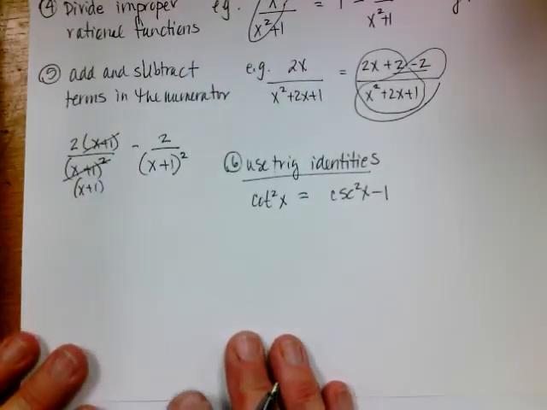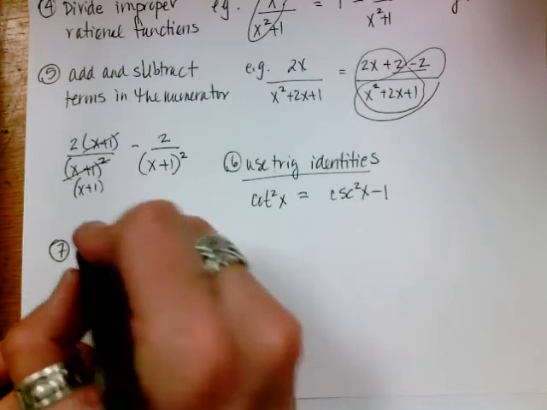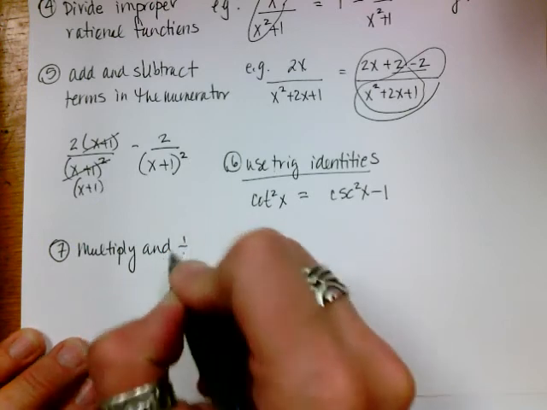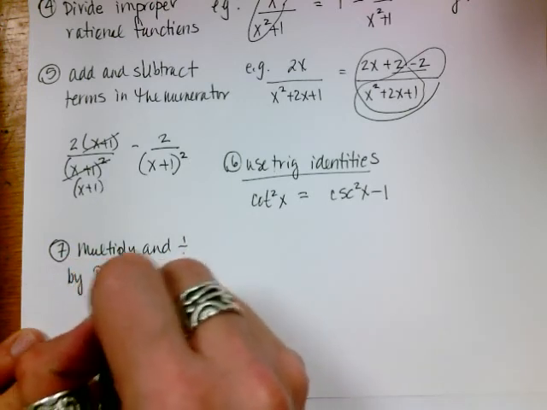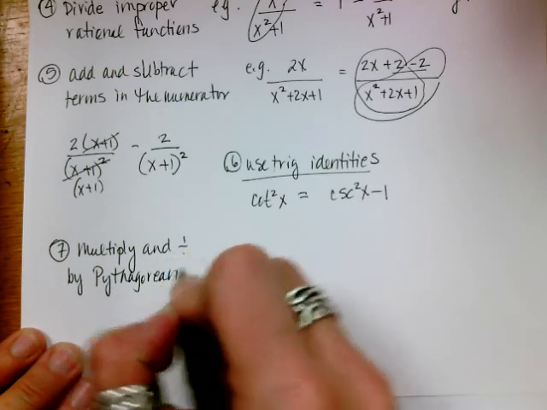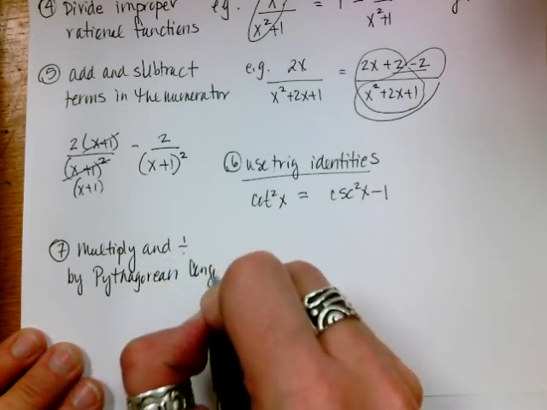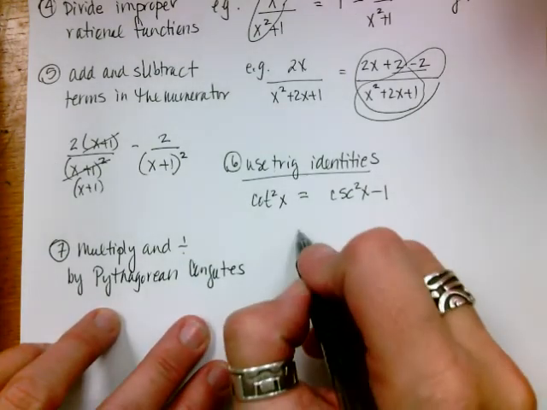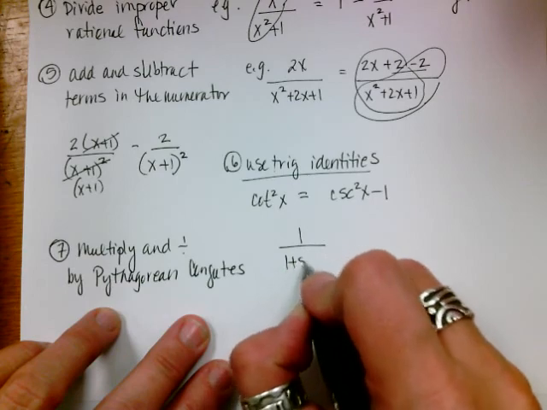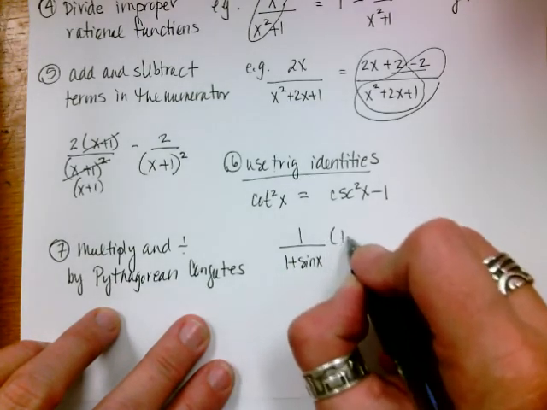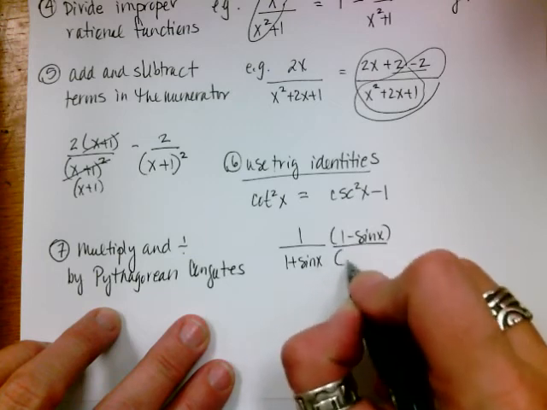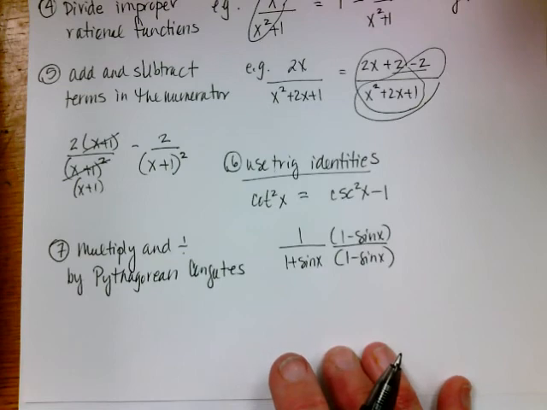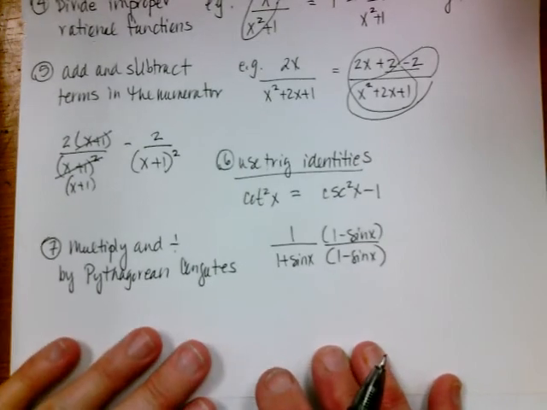All right, your last little helpful hint, and we're going to keep our fingers crossed that the video works this time. We can multiply and divide by our Pythagorean conjugates. Remember the purpose of a conjugate is to get rid of a problem child. So if I had 1 over (1 plus the sine of x), I could multiply by (1 minus the sine of x) over (1 minus the sine of x). The reason that I need to do that is nothing's squared on the bottom, so it doesn't really fit the rules that we have.